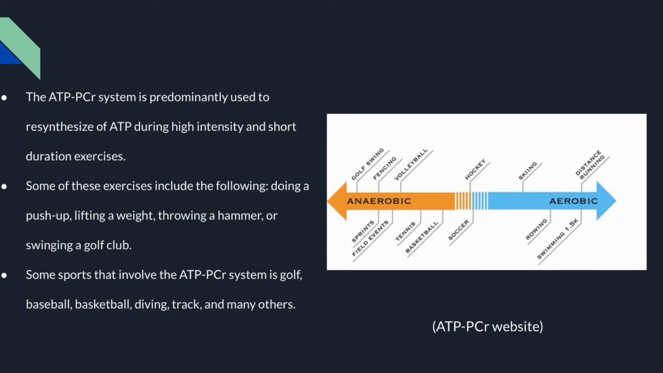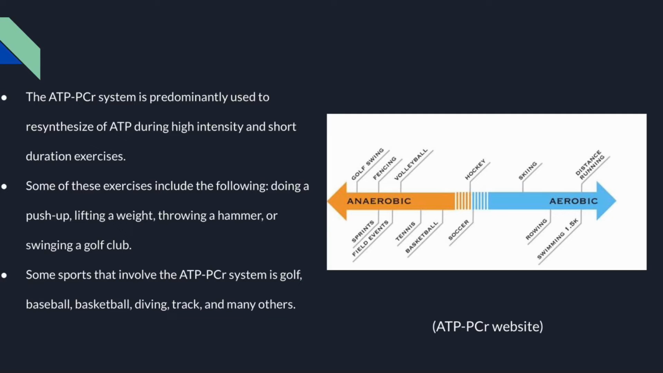The ATP-PCR system is predominantly used to resynthesize ATP during high-intensity and short-duration exercise. So the primary emphasis for the short sprints is on training the ATP-PCR system. Training the system requires training at very high percentages of the athlete's HR max. The same goes for the anaerobic glycolytic system.